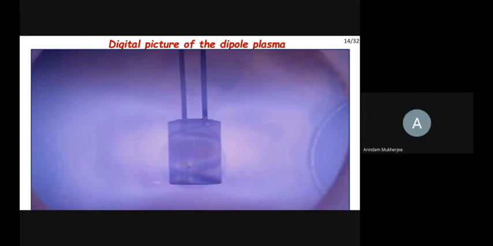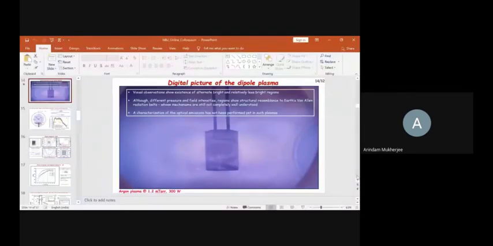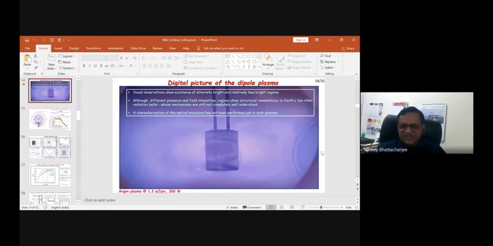Another question is there in the chat box. Okay, let me read it. What is the extra physics information about the planetary magnetosphere we get from the experiment? Thank you. This is a very interesting question.